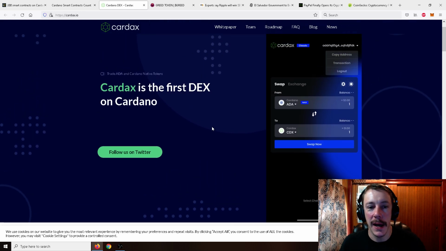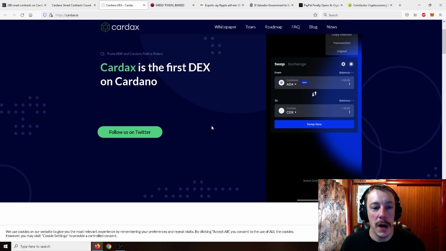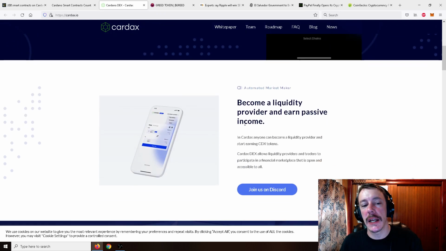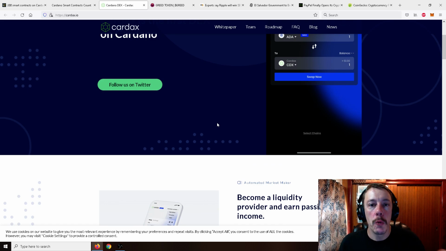Is it going to be game-changing? Maybe. Likely not, though. Cardax is the first DEX on Cardano, and it's no different from any other DEX. You're providing liquidity, you're getting their tokens, etc. But again, no reason to say that it will not be lucrative. In fact, quite the opposite.